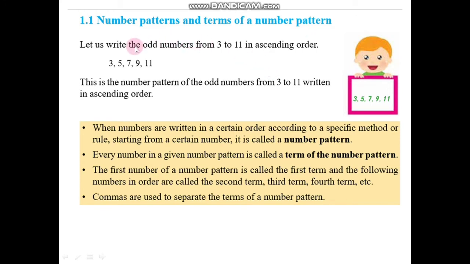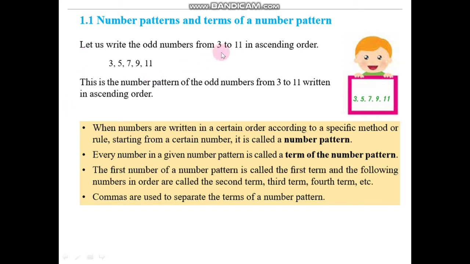Okay, now they have asked us to write the odd numbers from 3 to 11. You know what are odd numbers? Odd numbers are when we divide something by 2, if the remainder is 1, then that is an odd number. Then what's the opposite of odd? Even. Even number is when we divide that number by 2, we do not get any remainder. Then that is an even number.